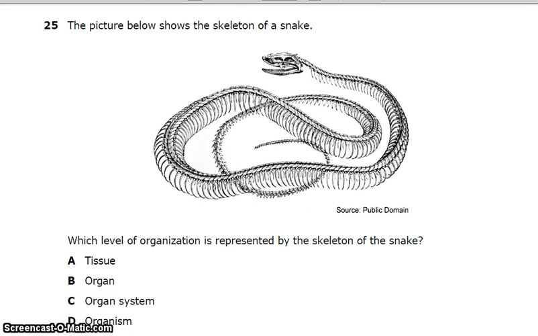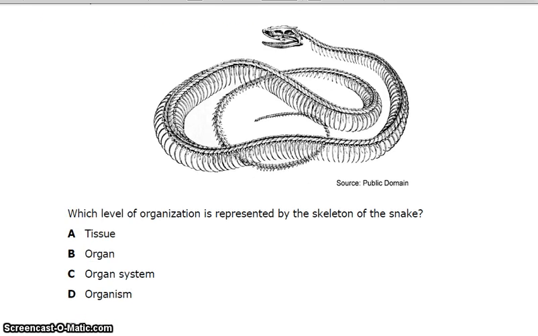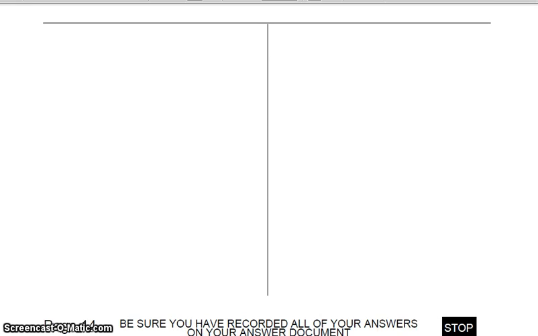Question 25. The picture below shows the skeleton of a snake. Which level of organization is represented by the skeleton of the snake? Is the skeleton a tissue, an organ system, an organism? This is the end of the test.